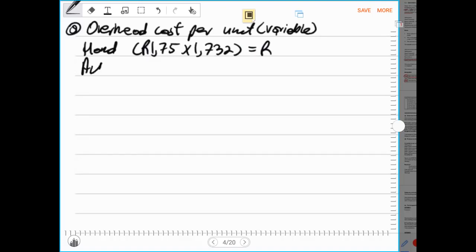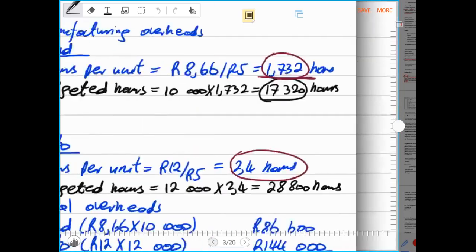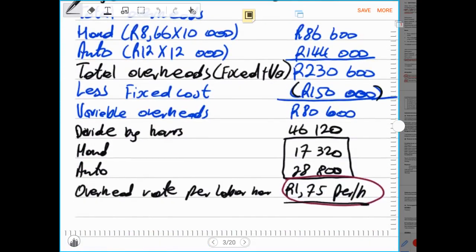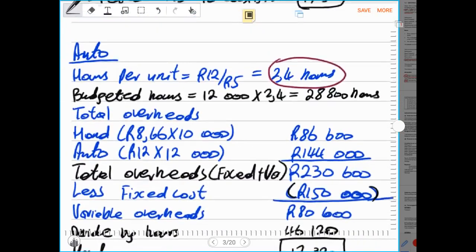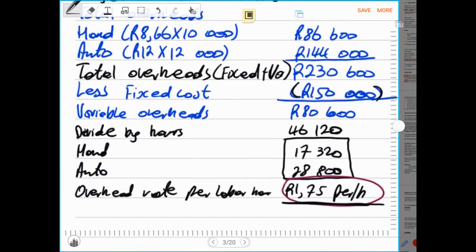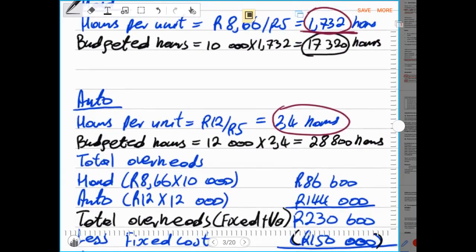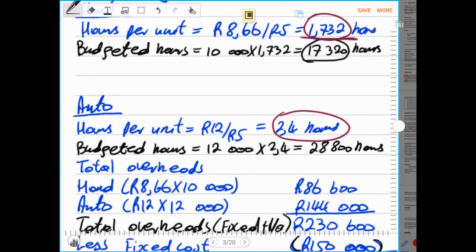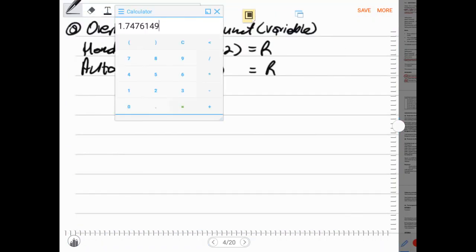Then after I go to the auto washing powder, and auto washing powder will be the same rate, 1.75, times this by 2.4 hours. Therefore now let us check how much will be the final answer. Remember, I'm taking the rate per hour, which is 1.75, which is the variable. Don't forget, this is the variable portion. Then I multiply that by the overhead hours per unit, which is 1.732 hours and 2.4 hours. Then by doing so, that will give me the cost per unit.